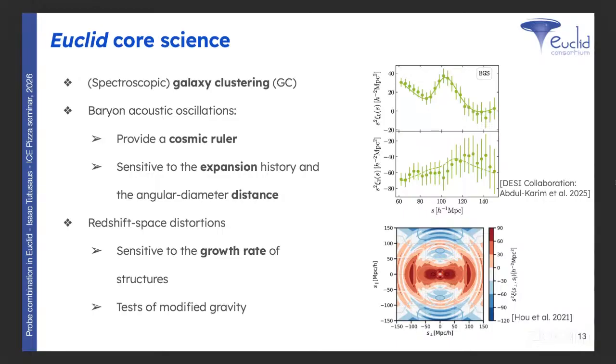Now, if we study how this squashing actually happens, what we're really probing is how structures grow as a function of time. And that allows us to test models for modified gravity, for example. So from the spectroscopic data, we'll use these two things: baryon acoustic oscillations, and redshift space distortions, so the shape of these distortions, because we see galaxies in redshift space.